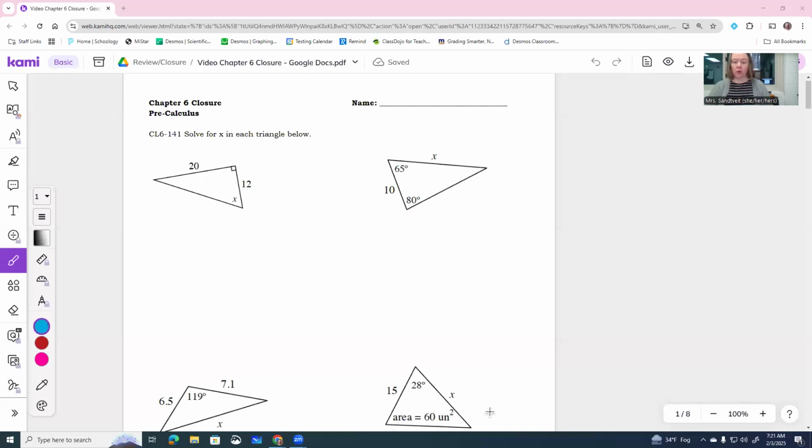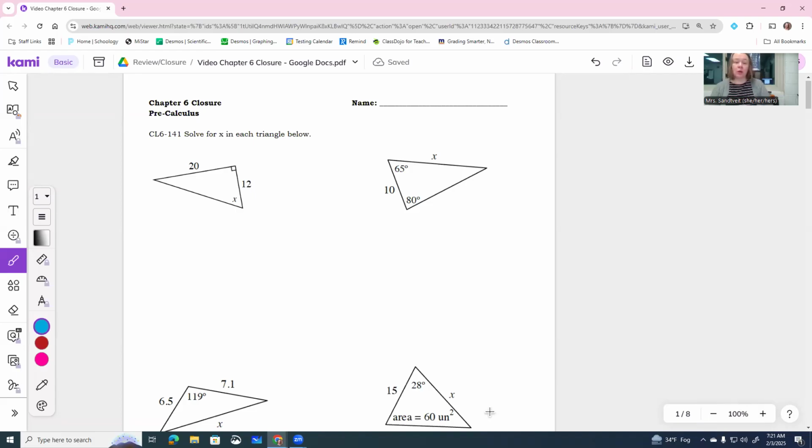Hello, pre-calculus students. I am going to be going over the Chapter 6 closure. So starting with this first one, we are going to talk about solving triangles. So either SOHCAHTOA if we have a right triangle, or law of sines or law of cosines.